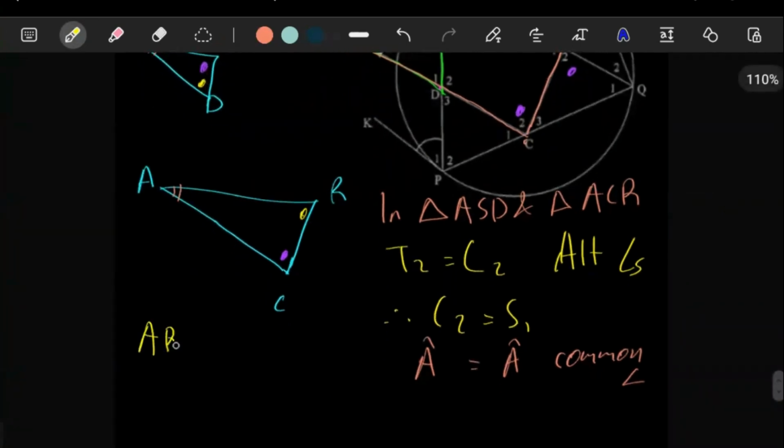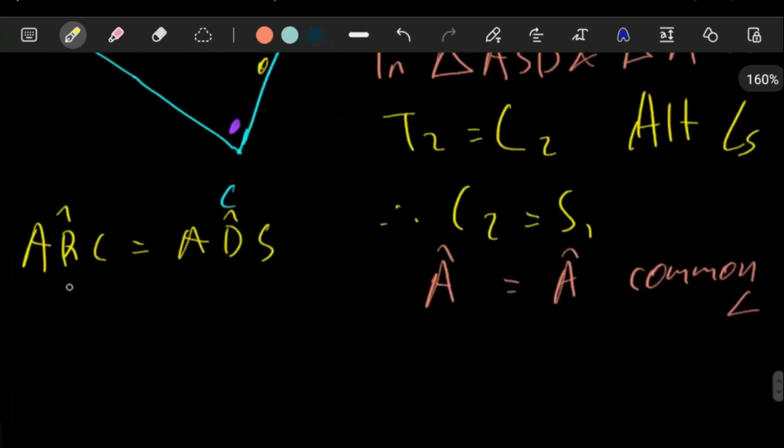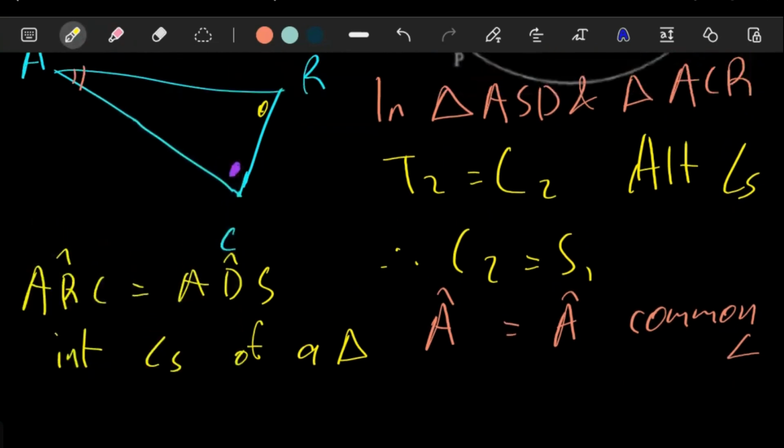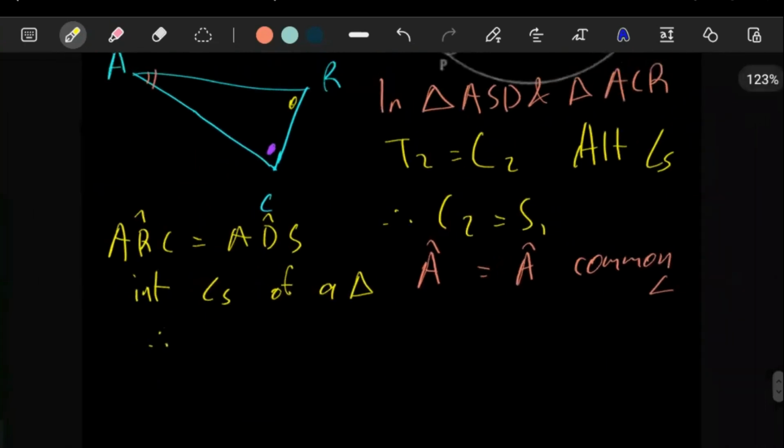So I can say here angle ARC is equal to angle ADS. The reason we can just say is interior angles of a triangle. There we go. So all that being done, we can then say therefore they are similar to each other. Triangle ASD is similar to triangle ACR.